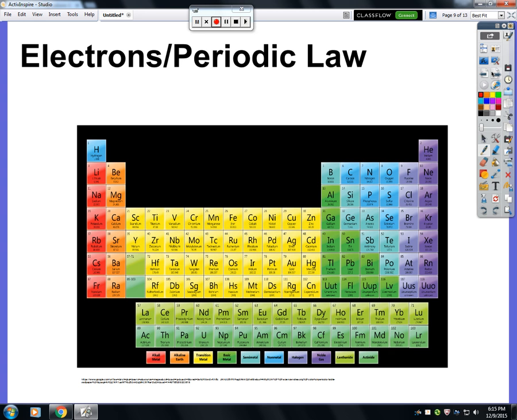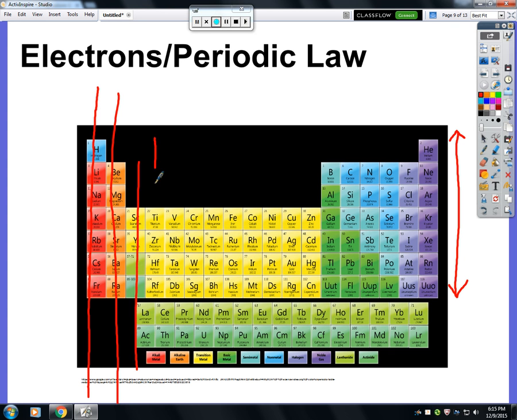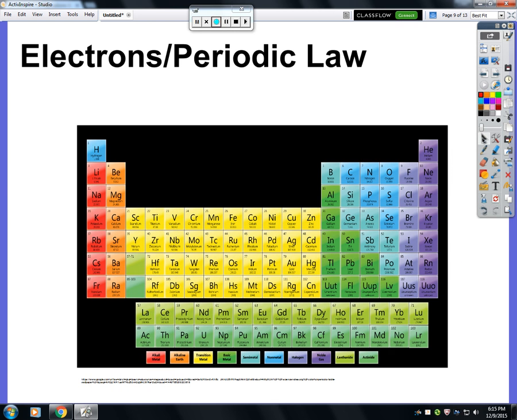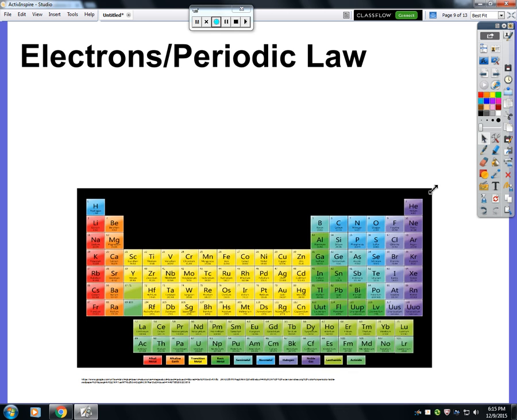So which way does a group go? A group, that's number 12 on your sheet, a group goes up and down like this, or a family. So this is a group or a family. This is a group or a family. So is this. And they have something in common with each other. What they have in common is they have the same number of valence electrons.